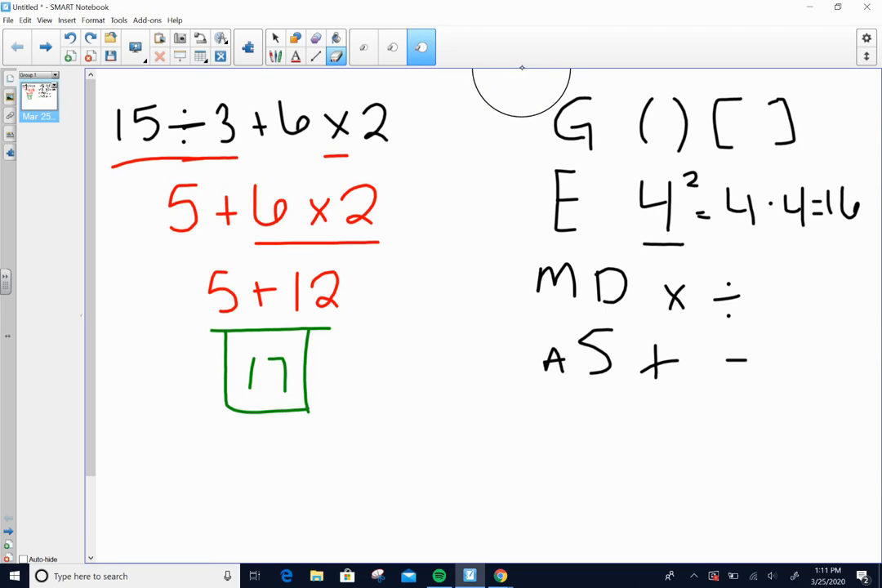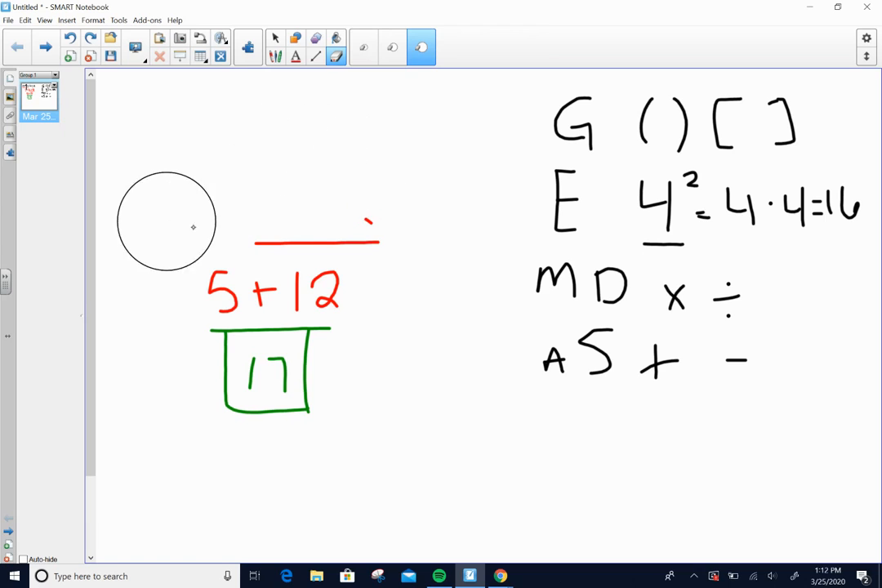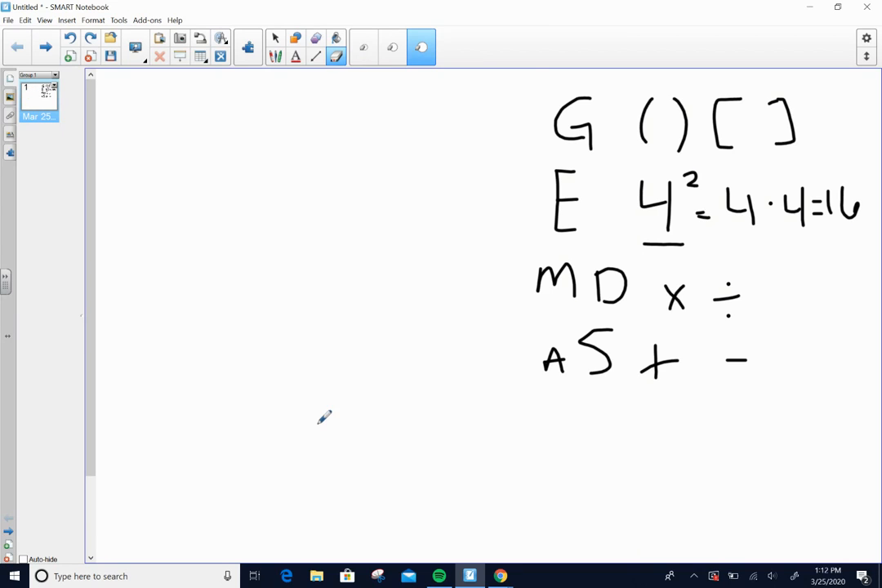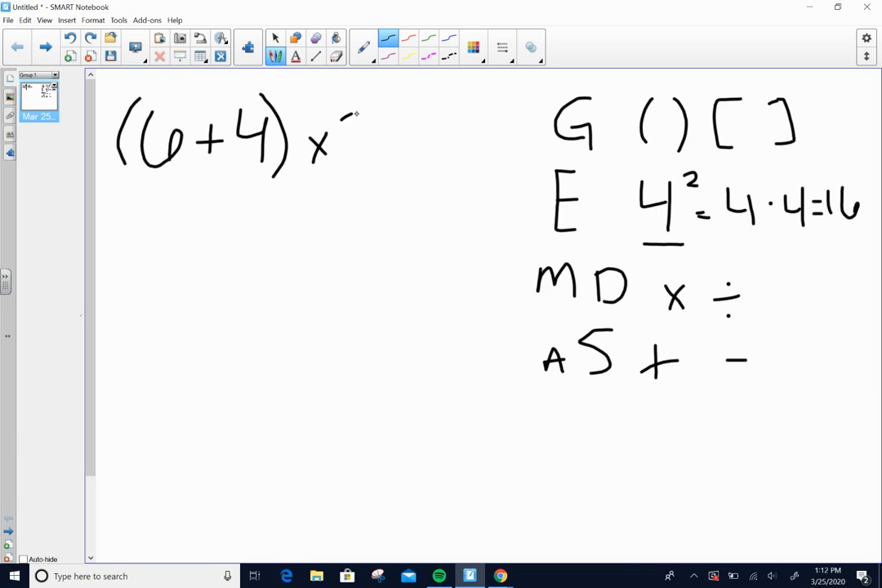I have, let's see, 2 more problems written down for us to go through together. Maybe we'll do 3. Let me erase this problem here. All right. So the next one I want to go through is, let's say I have 6 times the quantity 6 plus 4 in parentheses, written as 6 parenthesis 6 plus 4 parenthesis times 3.